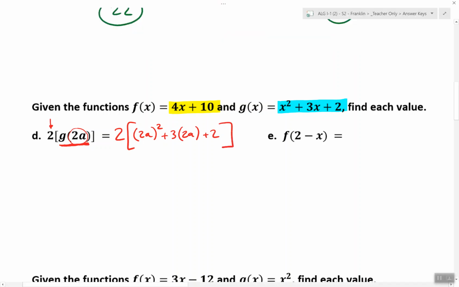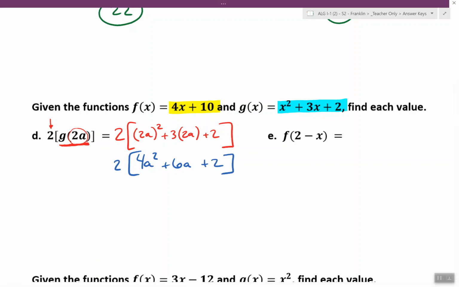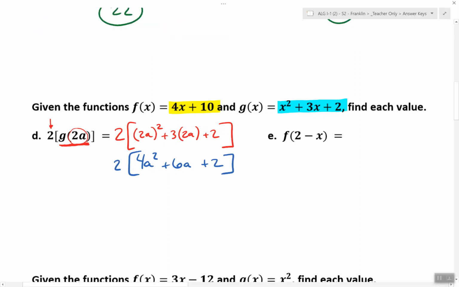Looks a little messy. We can clean it up. 2a squared, that's 2a times 2a. That's 4a squared. 3 times 2a is 6a. And then plus 2 there. Now all this is going to get multiplied by 2. So again, we're just going to distribute that and multiply each term by 2. So 4a squared times 2 is 8a squared. 6a times 2 is 12a. 2 times 2 is 4.